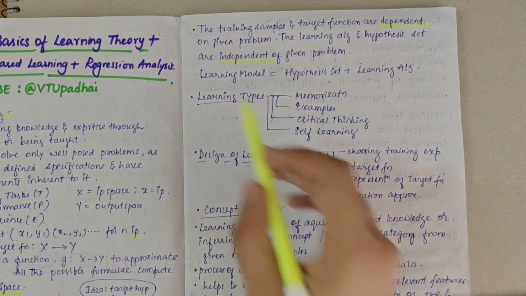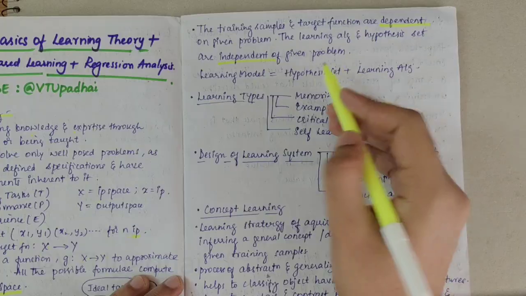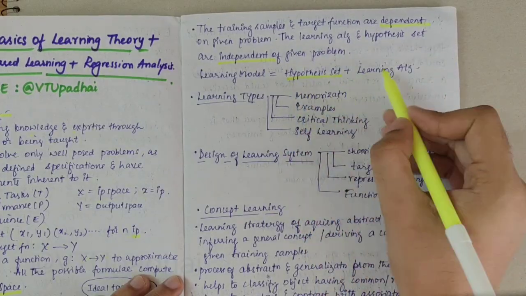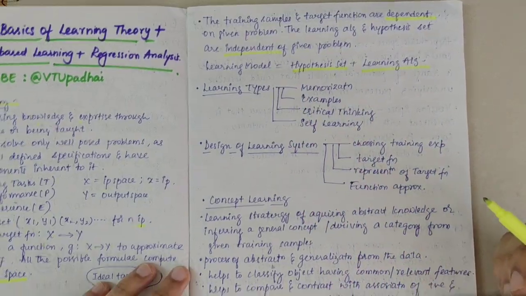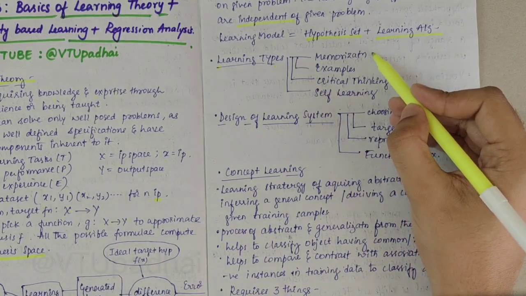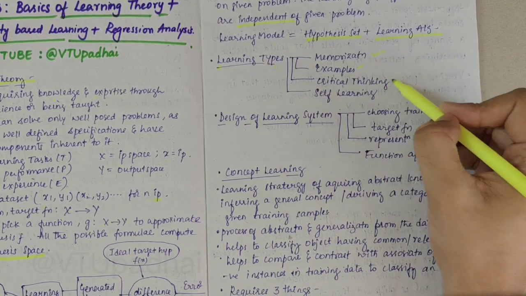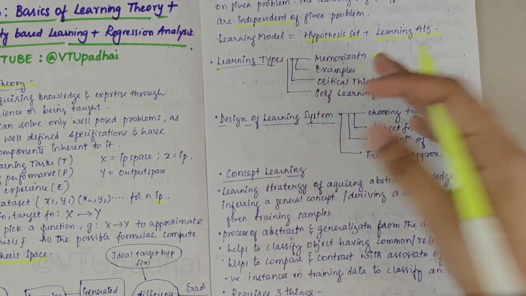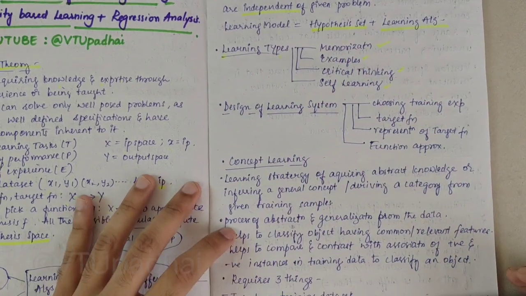So we'll look into the learning here. A definition of a learning model would comprise the hypothesis set as well as the learning algorithm. Looking at the learning types, in order to acquire knowledge, we can acquire it by memorization, examples, critical thinking, or self-learning. There are many others also. Do refer to the PDF I've uploaded.